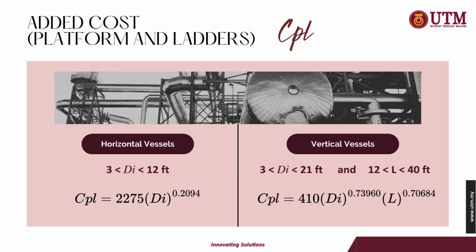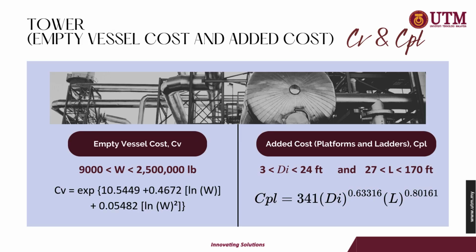for the larger vessels. Okay, now let's talk about the tower, which is another form of pressure vessel. The cost is calculated similarly, but with a slightly different approach for both the empty vessel cost and the added cost. For towers with weight between 9,000 and 2.5 million, the cost formulas are given as follows. Again, these costs are critical to make the tower structure functional and also for operation and maintenance.